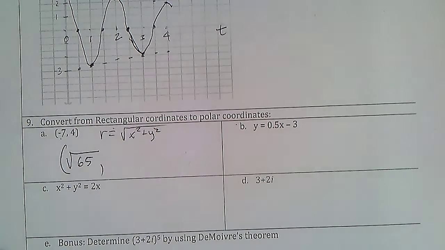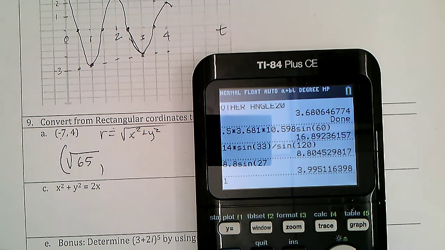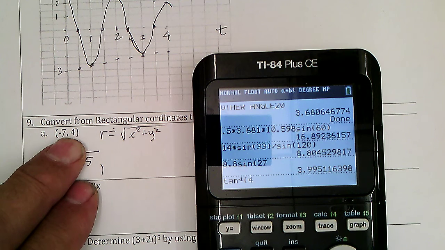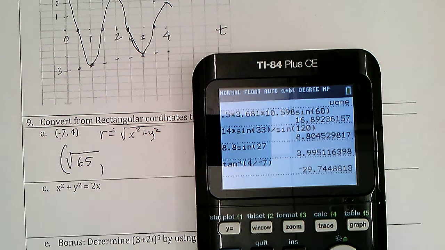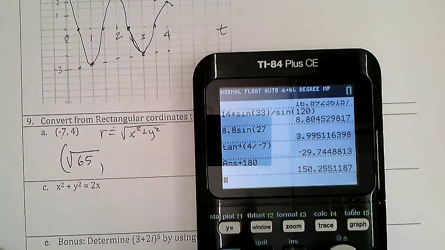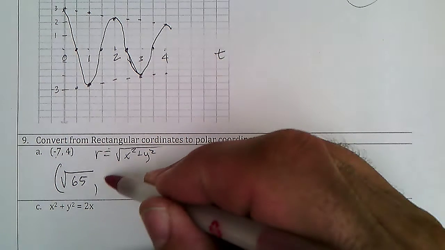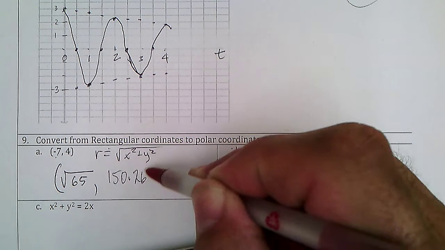And theta, that would be tangent inverse of y, 4 divided by negative 7. Negative 29, but since x is negative, I have to add 180. So it's 150.26 degrees.